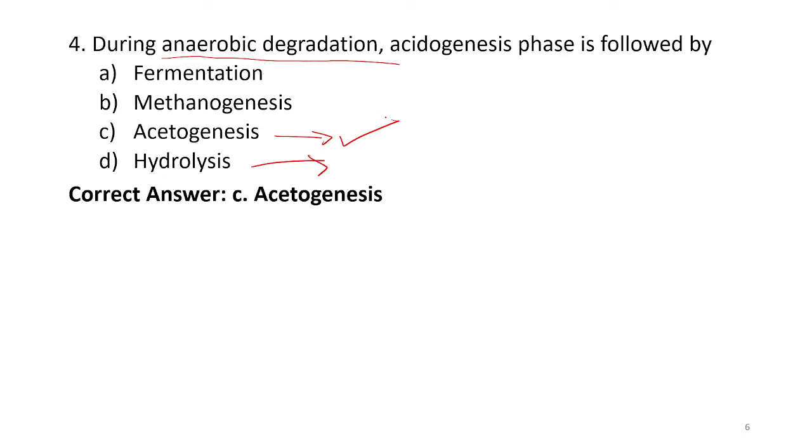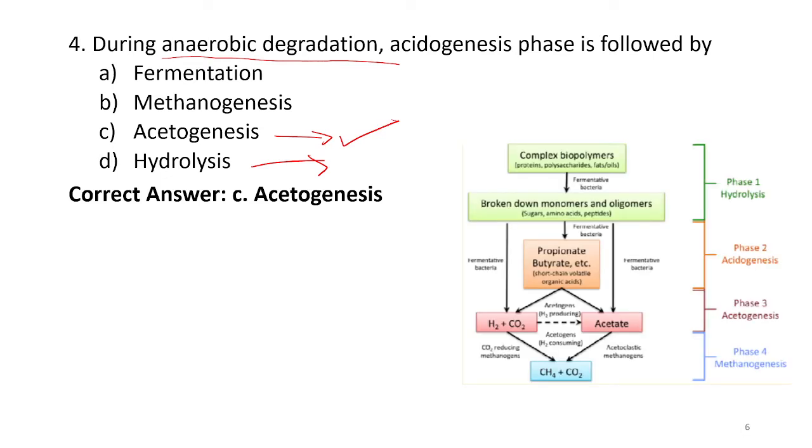Let us see the detailed solution. So this I have taken from your lecture notes. It shows different stages or phases of processes happening in the anaerobic degradation of organic matter. So the first stage is hydrolysis, in which the complex molecules are broken down with the action of bacteria into smaller monomers or oligomers, or say sugars, amino acids and peptides. So that stage is known as hydrolysis, which is phase 1.